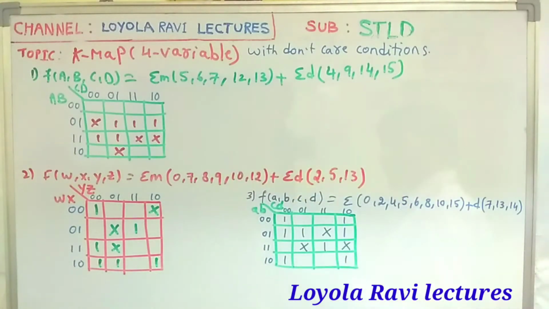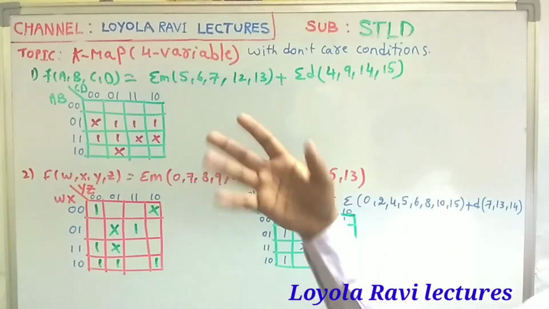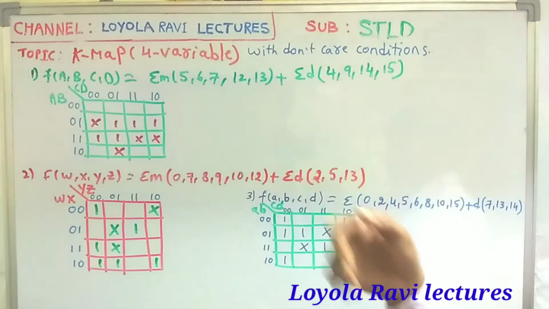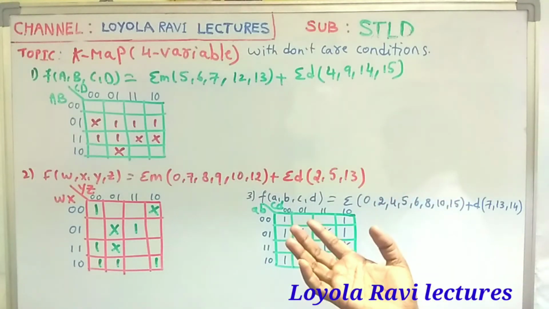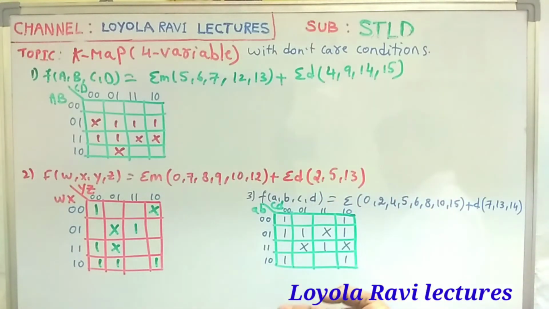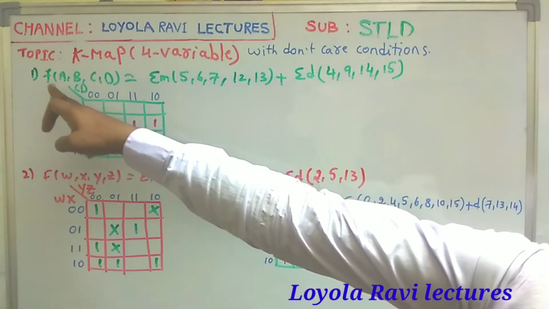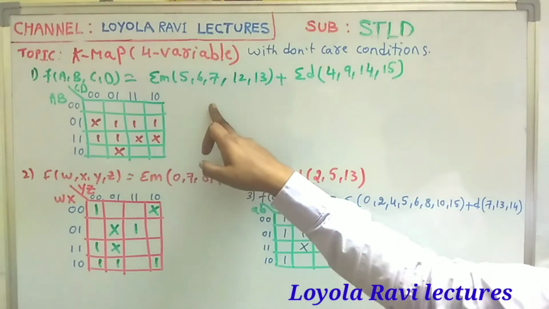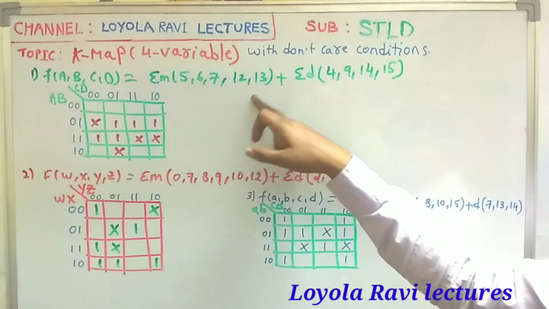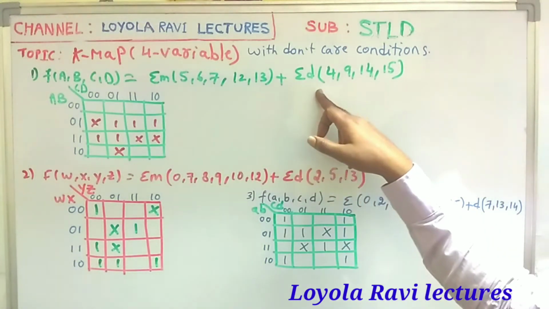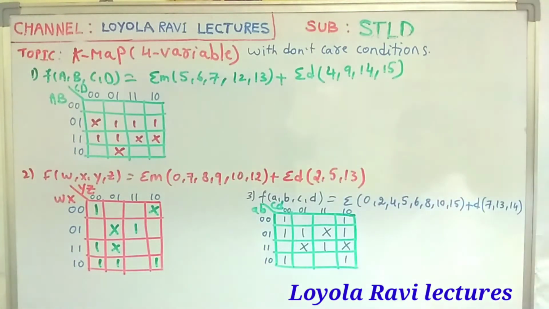I am directly taking an example. In that I will explain what a don't care is, how we have to take it, what the left terms are, what we have to consider and what we don't consider. For example, first function f of a, b, c, d is equal to sigma m of 5, 6, 7, 12, 13 plus don't care terms are 4, 9, 14, 15.